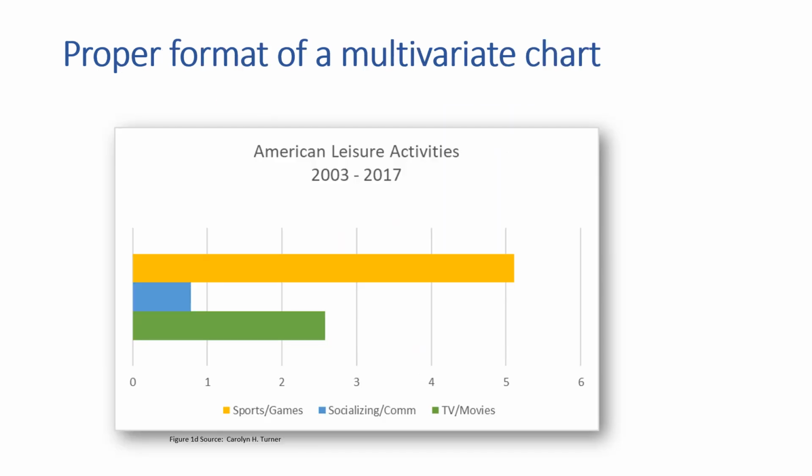Here's a chart of data on American leisure activities from 2003 to 2017. Notice that we spent the majority of our time on sports and games, a medium amount on TV and movies, and some on socializing and communicating. Today, given the virus, we're probably at no bar for the sports and a huge bar for socializing and communicating online, and then another long bar for TV and movies. At least I know we are here at the house.